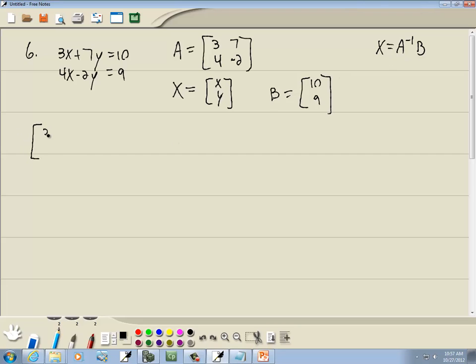Okay, so I got 3, 7, 4, negative 2, and I'm going to use this technique because again, it best prepares you if you're dealing with the 3 by 3.